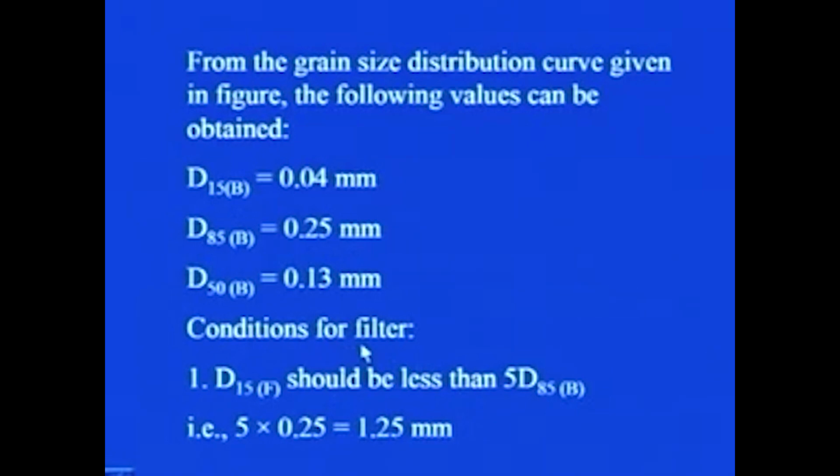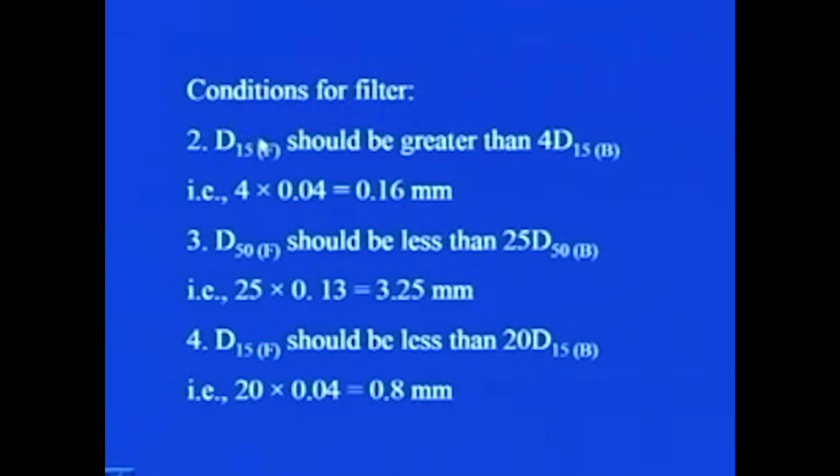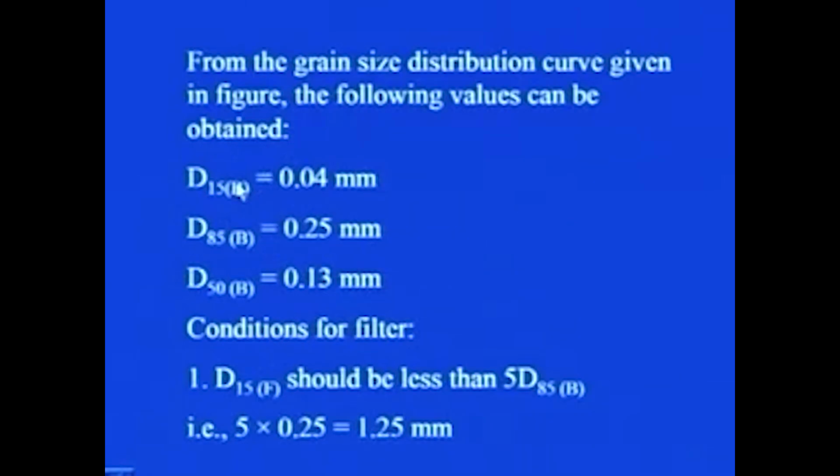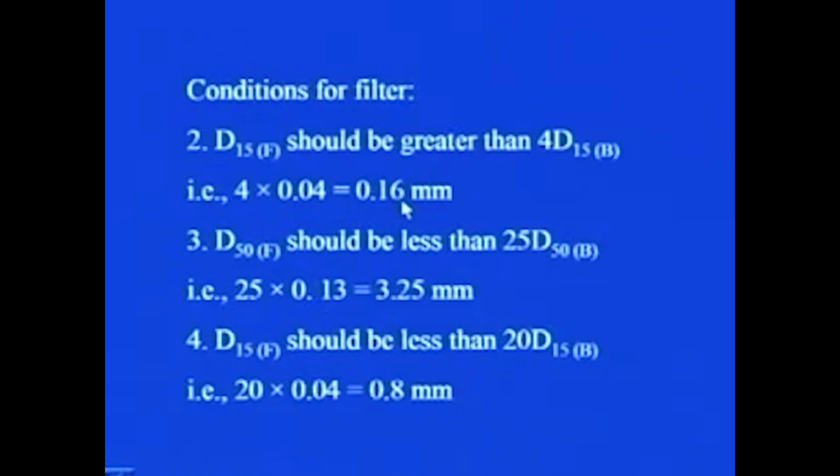Now conditions for filter, as we just discussed: D15 of filter should be less than 5 times D85 of backfill material, which is 0.25. We found this from the given grain size distribution curve of backfill, so 5 into 0.25 is 1.25 mm. The second condition was D15 of filter should be greater than 4 times D15 of backfill material. D15 of backfill material is 0.04 mm, so this is 4 into 0.04 mm, which works out to be 0.16 mm.